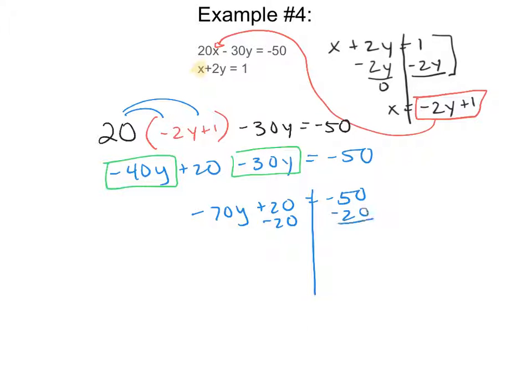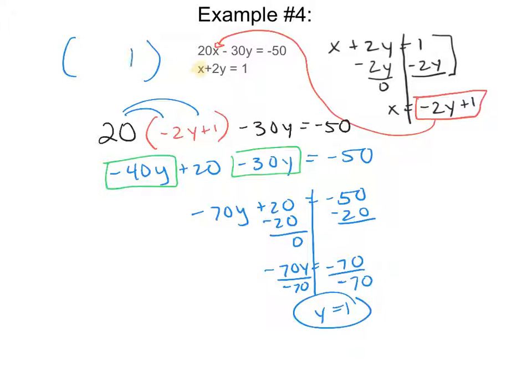Subtract to try and get that y by itself. It'll give me a negative 70y is negative 70. And I can divide by negative 70. And I see that y is 1. Again, I'm about halfway there.